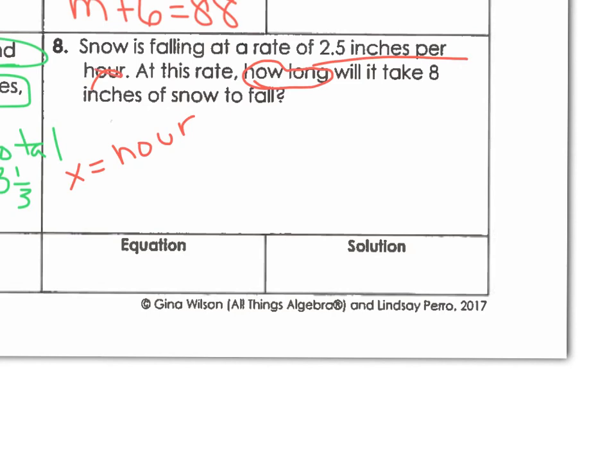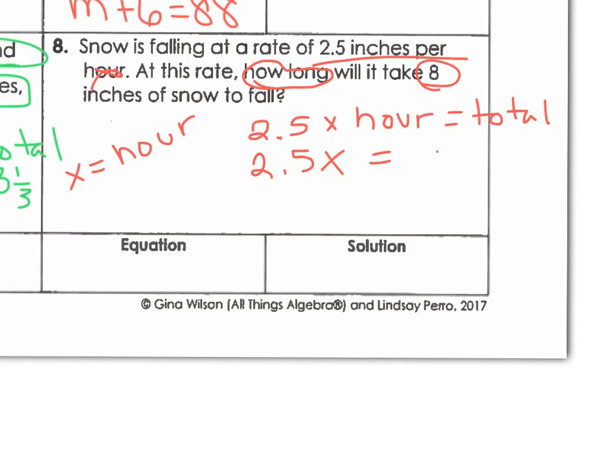So here's my thought process on this. If it's snowing 2.5 inches every single hour, if it snows for 3 hours, I would times it by 3. If it snows for 4 hours, I would times it by 4. So kind of writing it out in a sentence again, I take 2.5 inches times however many hours it's snowing. So 2.5 times x equals the 8 inches that we're wanting to get. All right, there we go.